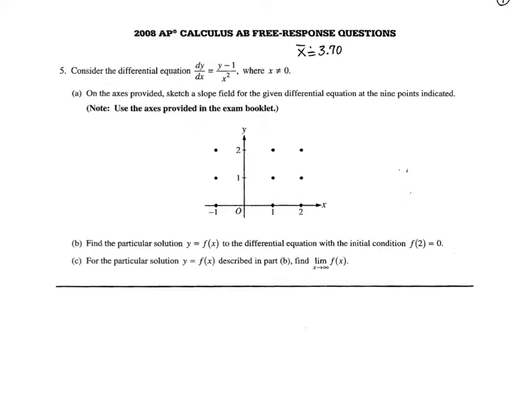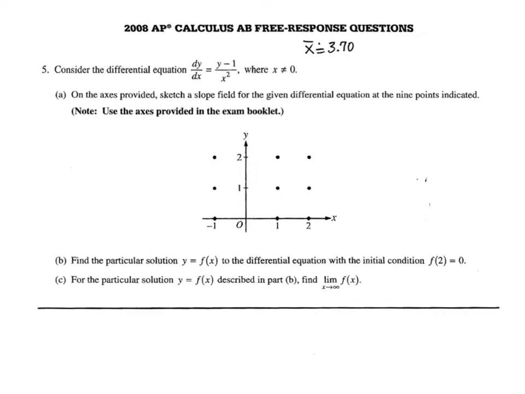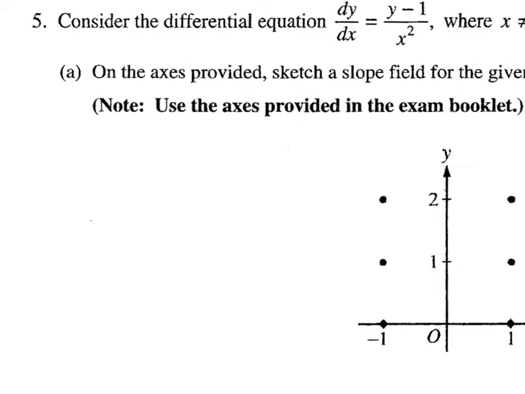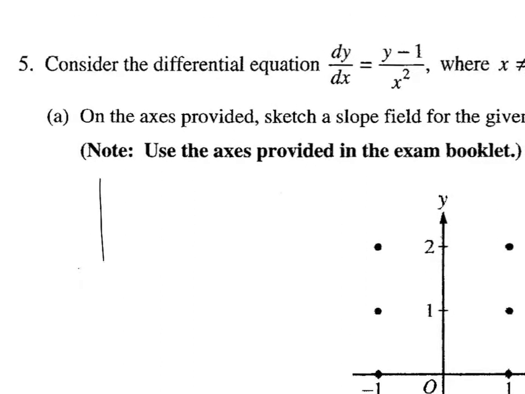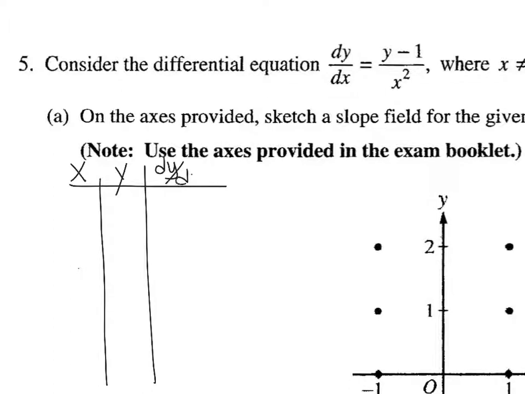So it says, consider the differential equation dy/dx is equal to (y minus 1) over x squared, where x is not equal to 0. On the axes provided, sketch a slope field with the given differential equation at the 9 points indicated. So I'm going to make a t-table, if you remember, and I'm going to have x, y, and dy/dx on my t-table. So my first 3 points are right here.